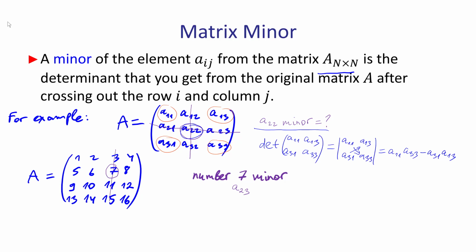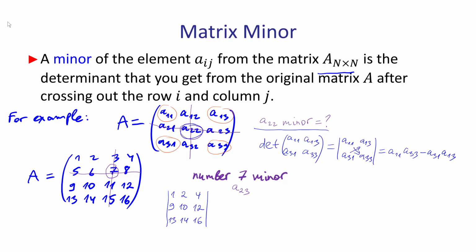So you are crossing out that column and that row and writing all of the rest of the values that are left. So you are looking for the determinant of 1, 2, 4 because you're skipping 3, it was crossed out. Then you're skipping the second line because it's crossed out. And then 9, 10, 12, 13, 14, and skipping 15, 16. This is a determinant.